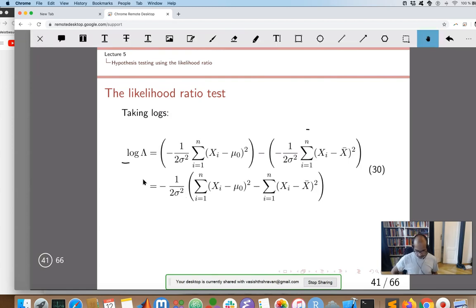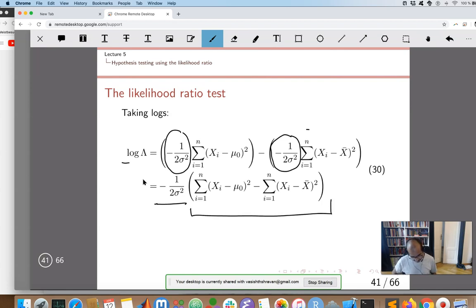Okay, so I have these two terms now, and these actually will simplify a lot because I have a common term in both of them. So I take that term out, and I'm left with this complicated looking expression here.